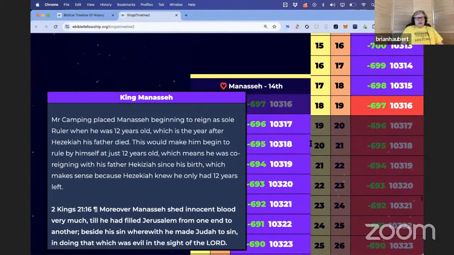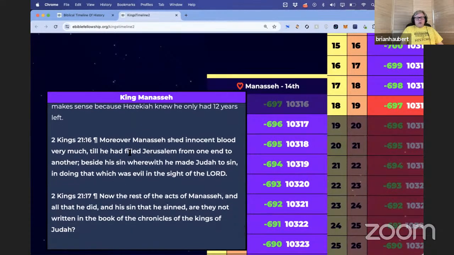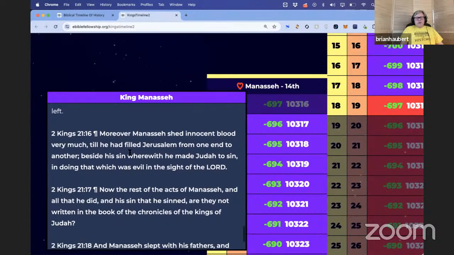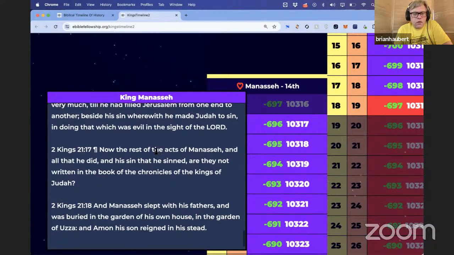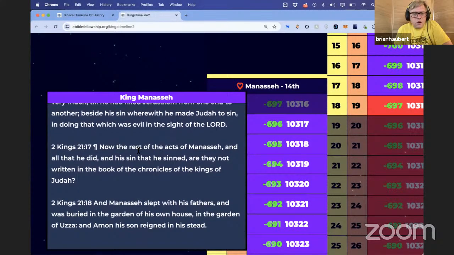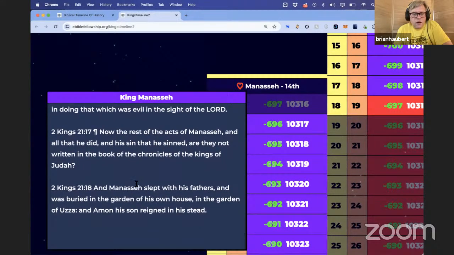And we read in 2 Kings 21:16, "Moreover, Manasseh shed innocent blood very much till he had filled Jerusalem from one end to another, beside his sin wherewith he made Judah to sin, in doing that which was evil in the sight of Jehovah. Now the rest of the acts of Manasseh and all that he did, and his sin that he sinned, are they not written in the book of the Chronicles of the kings of Judah? And Manasseh slept with his fathers and was buried in the garden of his own house, in the garden of Uzza, and Amon, his son, reigned in his stead."